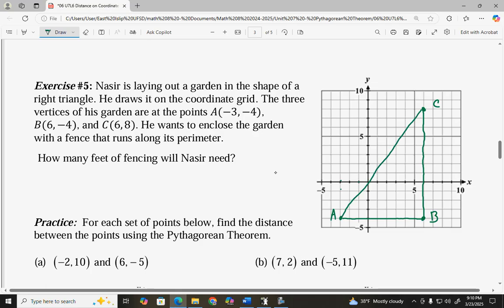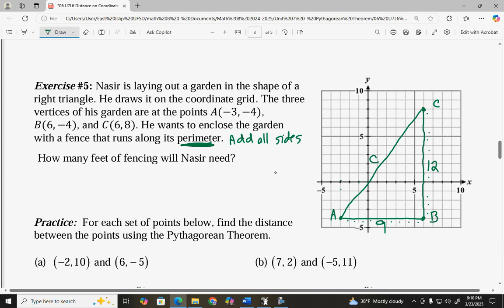Nicely enough, it is a right triangle. He wants to enclose the garden with a fence that runs along its perimeter. Remember, perimeter means add up all the sides. So a triangle has 3 sides. I need to add all 3 sides. So I can count side AB. It's 1, 2, 3, 4, 5, 6, 7, 8, 9. This is 9 units long. I can count side BC. 1, 2, 3, 4, 5, 6, 7, 8, 9, 10, 11, 12. It's 12 units long.